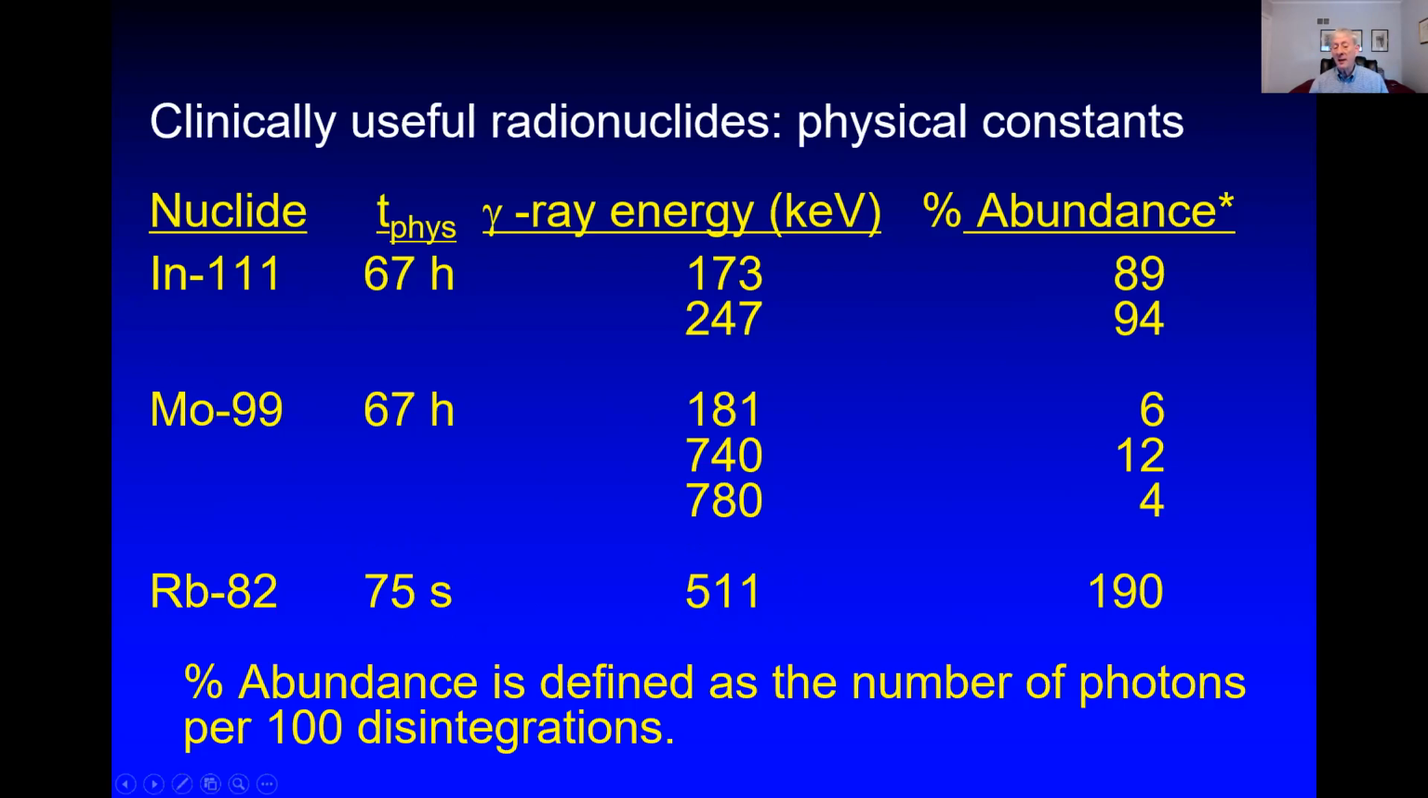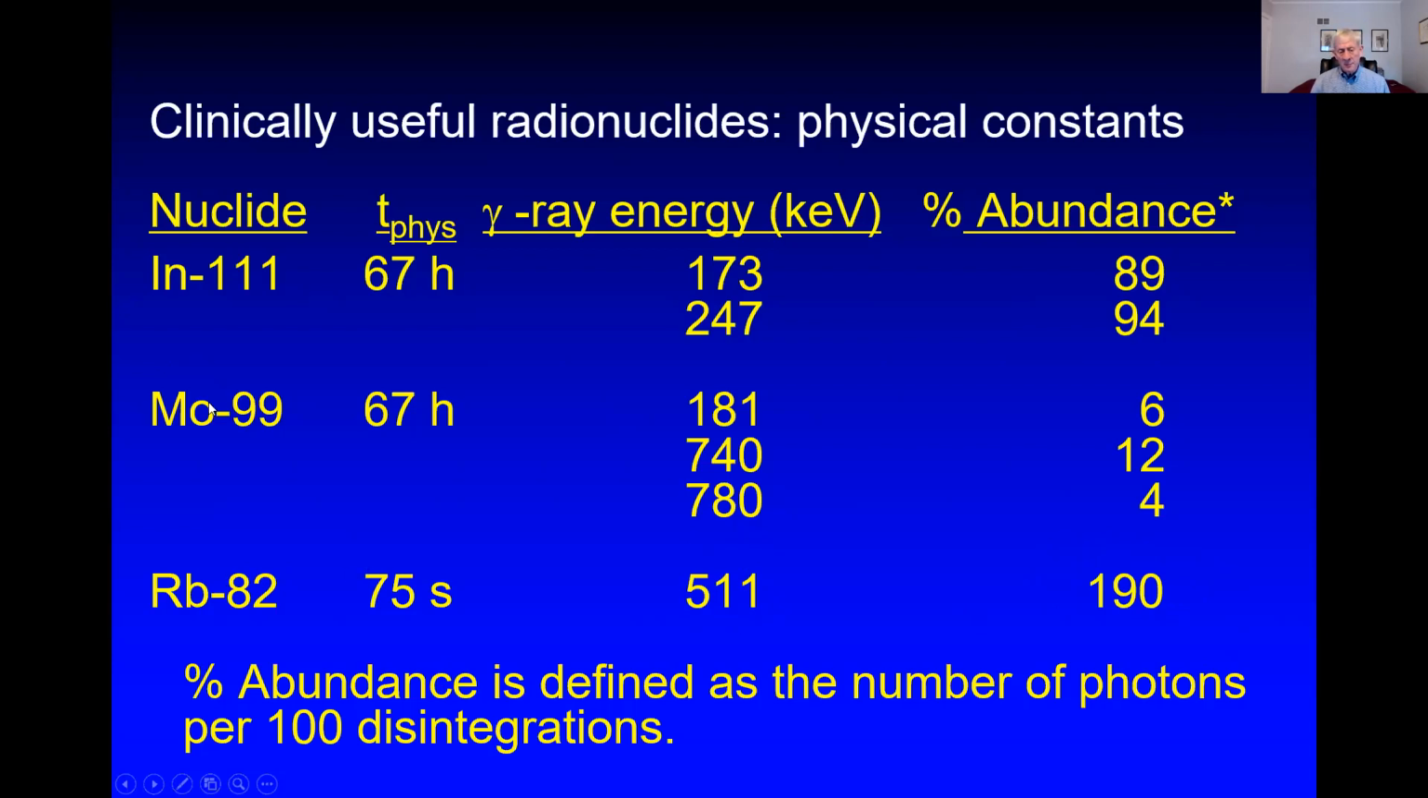What is 511 keV? It's annihilation radiation. Yeah, so this has to be positron decay. Anytime you see a 511 in this column here, that's got to be a positron emitter. And so remember that that could have been 200% abundance, but this is 95% efficient. And so we have 190 photons from 100 disintegrations.